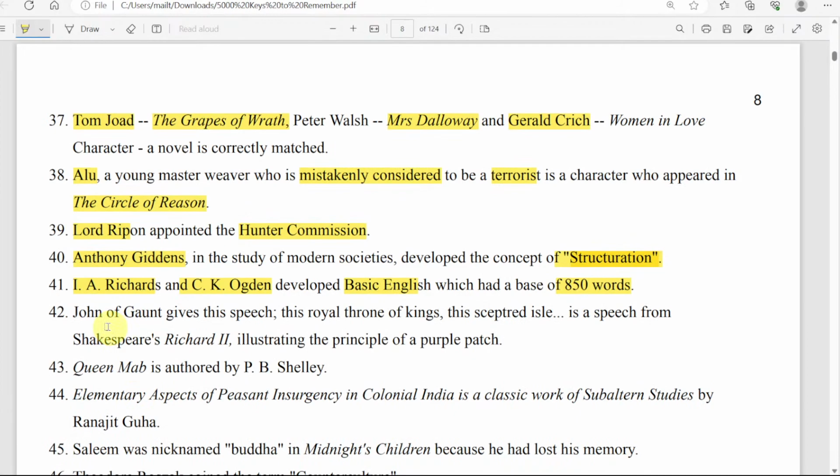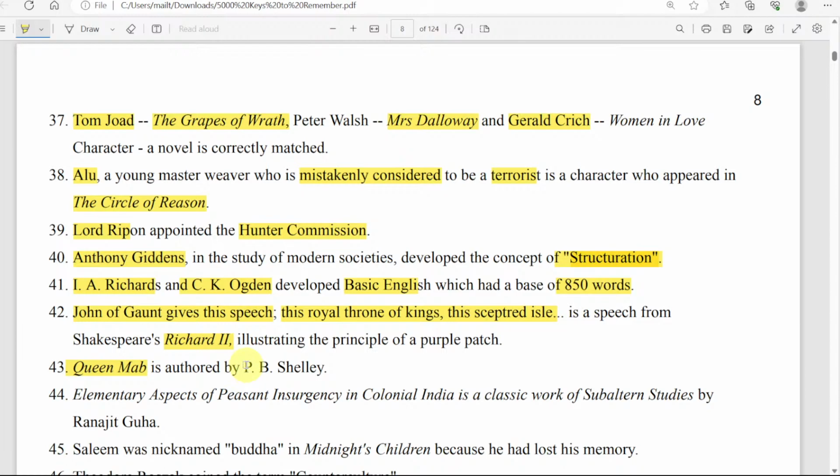Right? And John of Gaunt gives this speech. Remember, John of Gaunt, what he gives this speech, this royal throne of kings, this sceptred isle, is a speech from Shakespeare's Richard II. Remember, this is the important character in Richard II, right, illustrating the principle of purple patch.